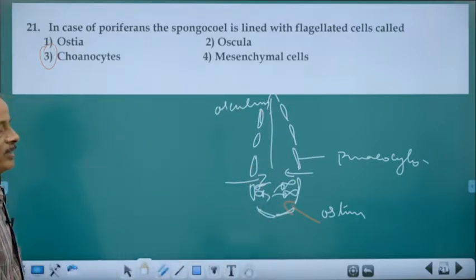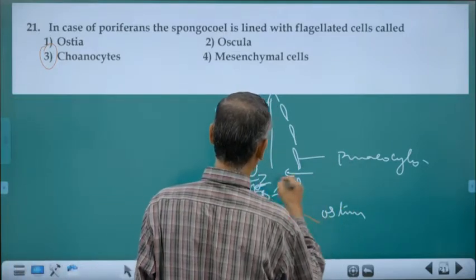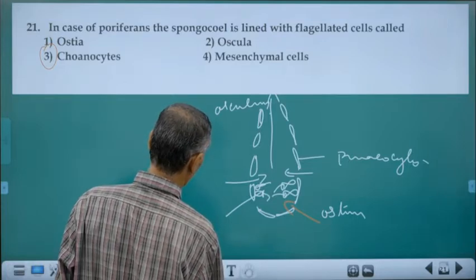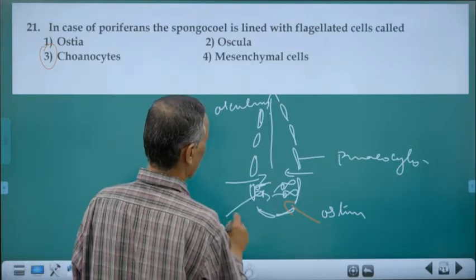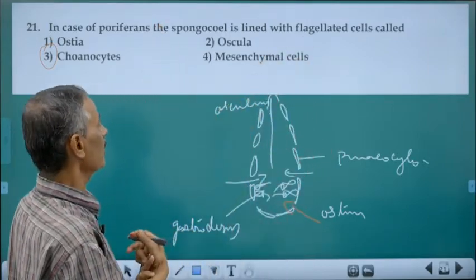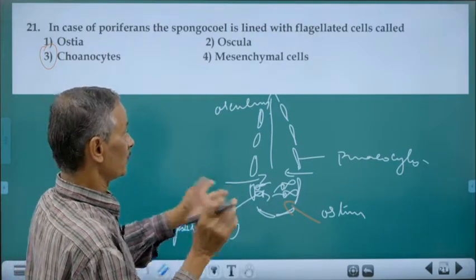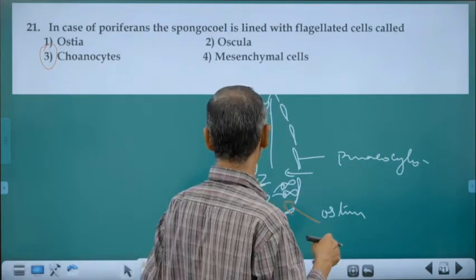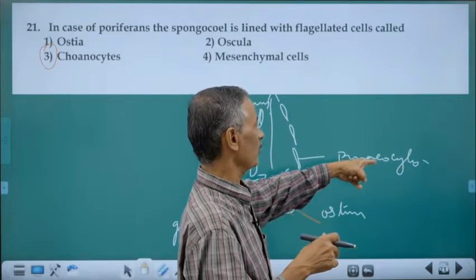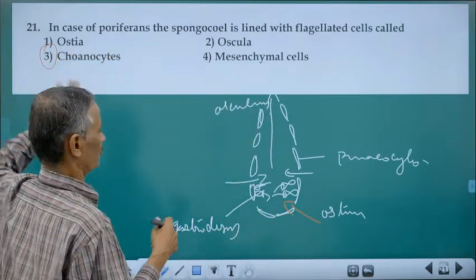Mesenchymal cells are cells which are all scattered in the layer in between the pinacoderm and gastroderm. This is the gastroderm, the inner layer. And in between, you are having so many different types of cells, of which mesenchymal cells are also one among them. Okay, so you are having two layers, an outer pinacoderm and inner gastroderm. Pinacoderm is made up of flat, thin cells called pinacocytes, and gastroderm is made up of choanocytes.